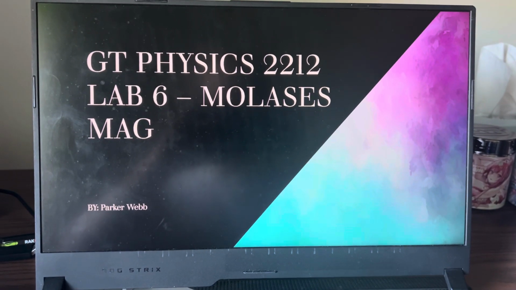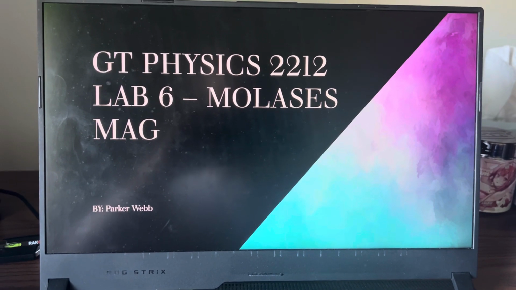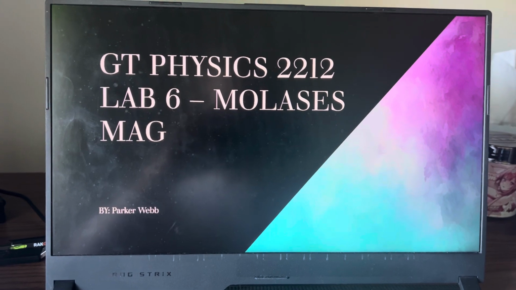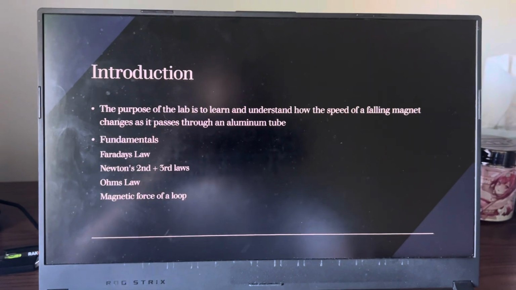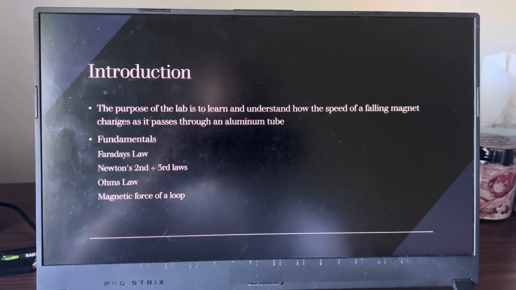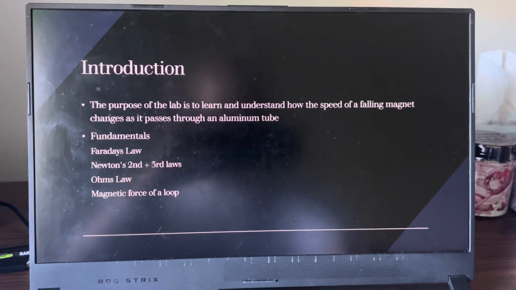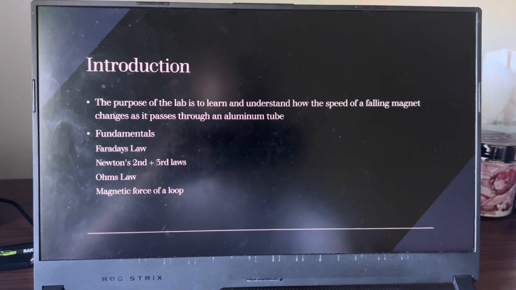Hello, my name is Parker Webb, and this is my Lab 6 for Physics, the molasses magnet. The purpose of this lab is to learn and understand how the speed of a falling magnet changes as it passes through an aluminum tube.